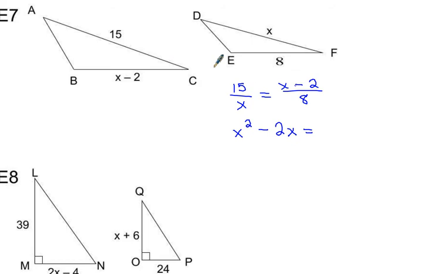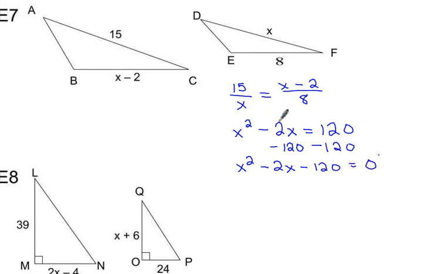And then the 15 times the 8, hold on, don't say it. I want to try it. 120? Okay. Now, this problem cannot be solved unless you factor it. You need to make it equal 0. To do that, we minus the 120 from both sides. You get x squared minus 2x minus 120 equals 0.